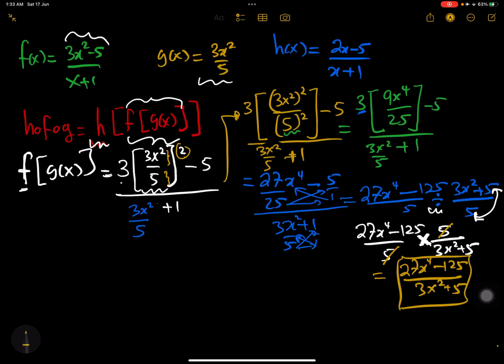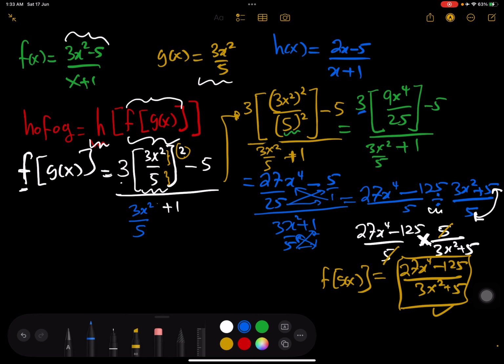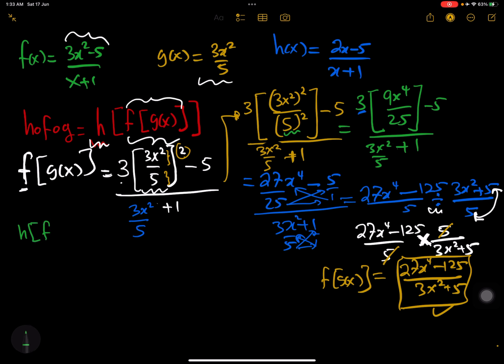So this gives us f of g of x. So we are going to put this into h. What is our h? We're going to have our h into f of g of x, right? But what is our h? Our h starts with 2 in the numerator, right? So we're going to have 2, but this x here is the whole of that. So that x is 27x to the power 4 minus 125 divided by 3x squared plus 5.